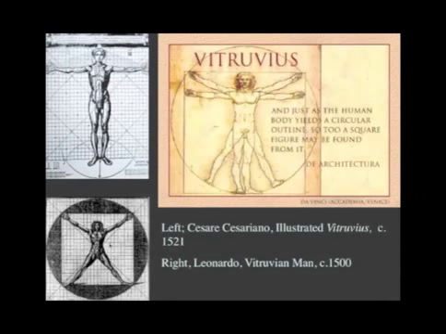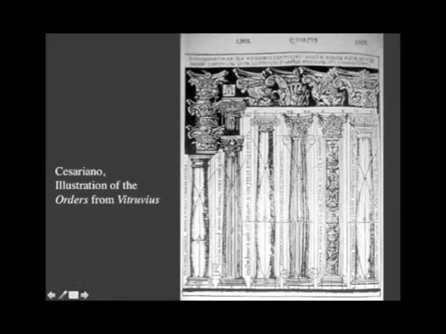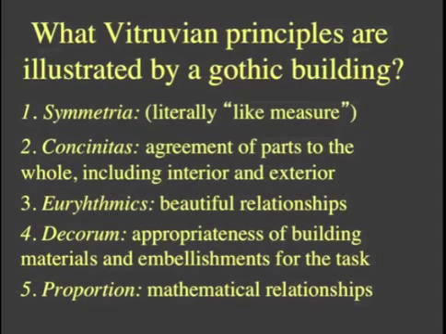This is just Cesariano's fabulous-looking drawing of the Vitruvian man over here. These are Cesariano's drawings of the orders. When Cesariano is looking at the Milan Cathedral to illustrate the principles of Vitruvius, these are the things he's looking at. Symmetry, which literally means like measure. Konkinkitas, which means agreement of parts to the whole, including interior and exterior. Eurythmics, which means beautiful relationships or beautiful rhythms. Decorum, which means the appropriateness of a building and building materials and embellishments to the task, and proportion.